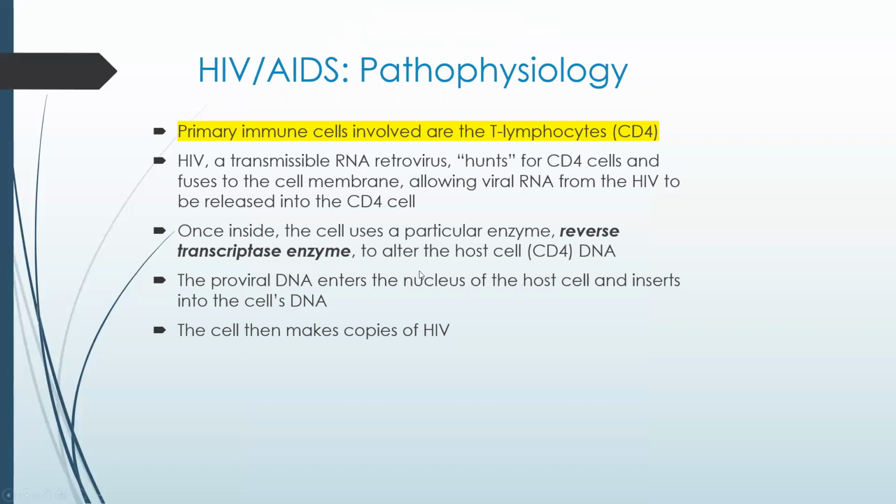So this is another slide that basically says the same thing as the previous slide, just in fewer words. This is a take-home point: the primary immune cell involved is a T cell, and it's the CD4 cell of a T cell. There's CD4 and CD8, and it's the CD4 cell of a T cell. So that's important for you to know. HIV is a transmissional retrovirus, and it hunts for these cells and fuses to the cell membrane, allowing the RNA from the HIV to be released into the CD4 cell.